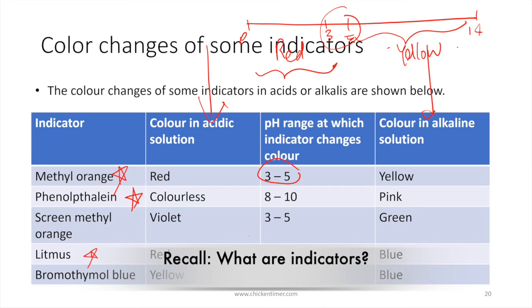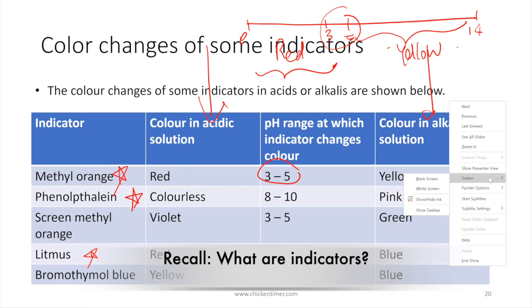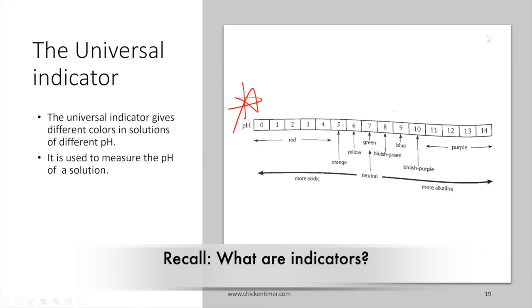It will be purple in screened methyl orange, red in litmus, and yellow in bromothymol blue. I thought litmus paper only has red and blue. Litmus is only red and blue, yeah. Then I thought indicators have red, green, blue, indigo, violet. That is the universal indicator, which is this one. This is the universal indicator.